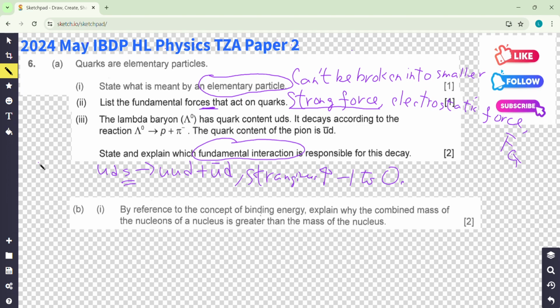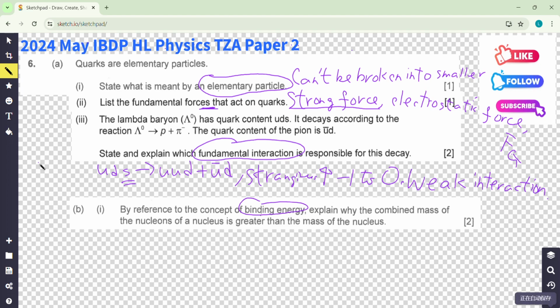It is allowed because it is a weak interaction. Only in the weak interaction can strangeness not be conserved. Good.